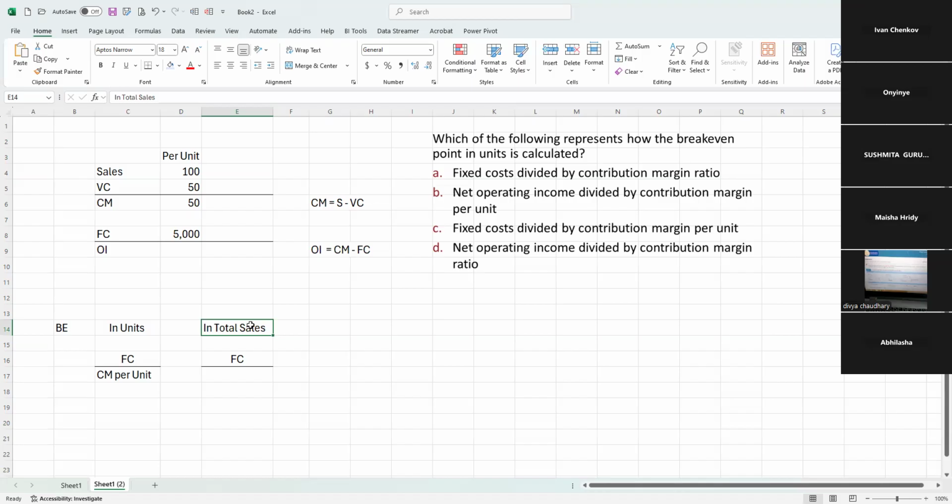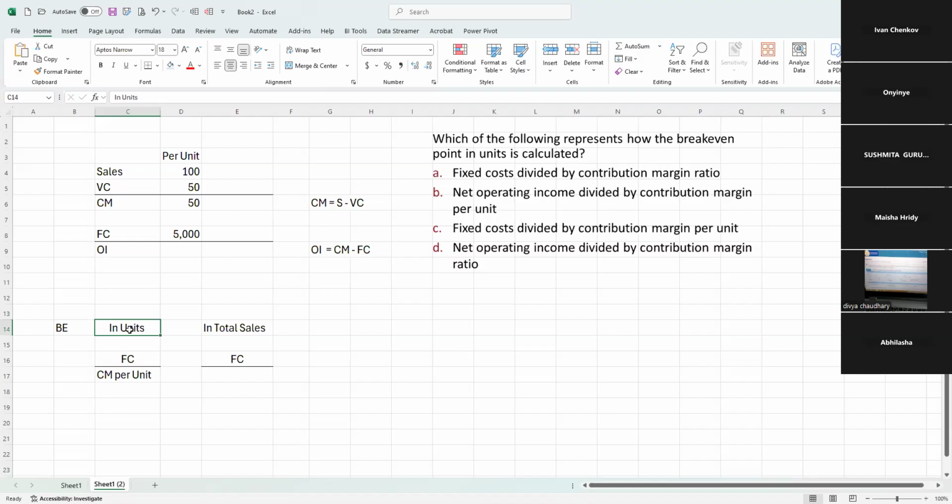Now the units of sales, I can express by kilometers, by liters, by hours, or by any different measure. But the total sales, I can express only as a dollar amount. Make sense?